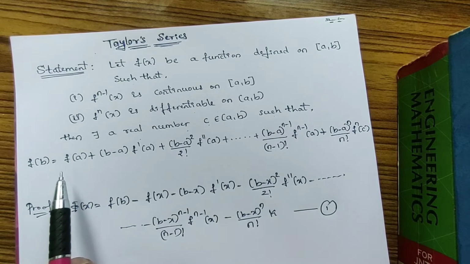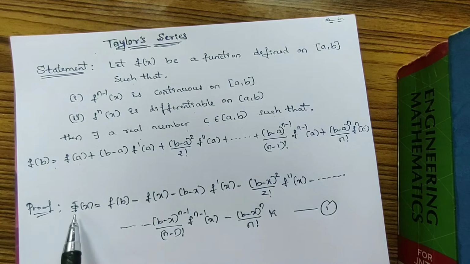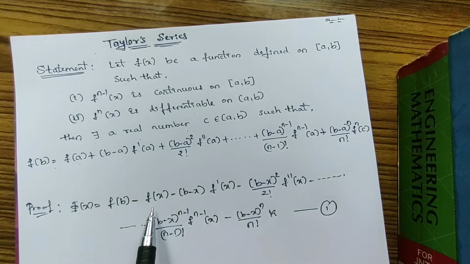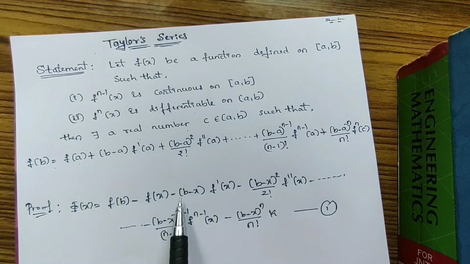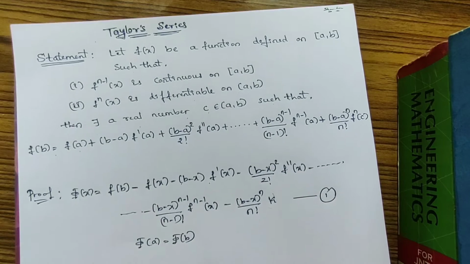The equation in the statement says that f(b) is equal to f(a) plus and so on. So we consider the equation phi of x using the above, replacing a by x, taking f of x as the function. Here this is our equation 1, where k is a constant to be chosen such that phi(a) is equal to phi(b).